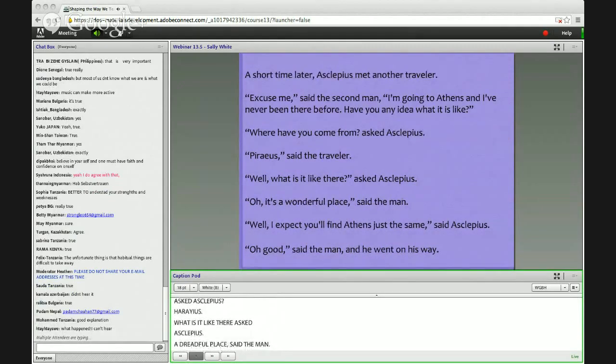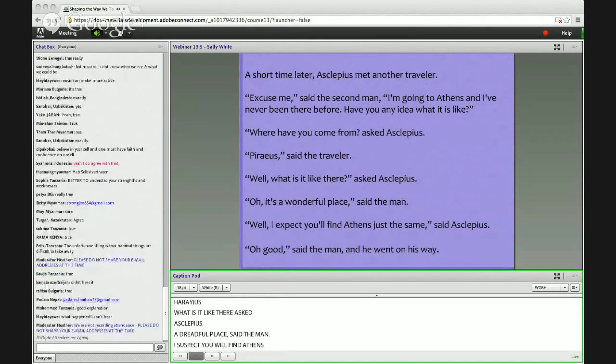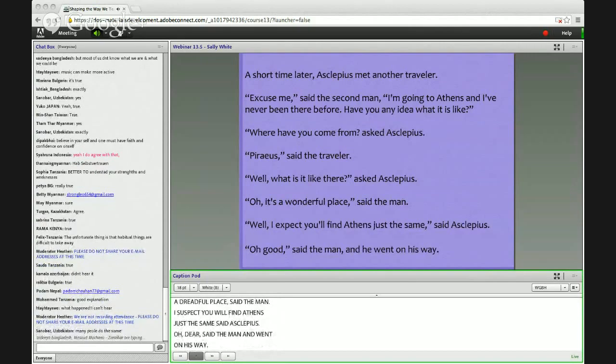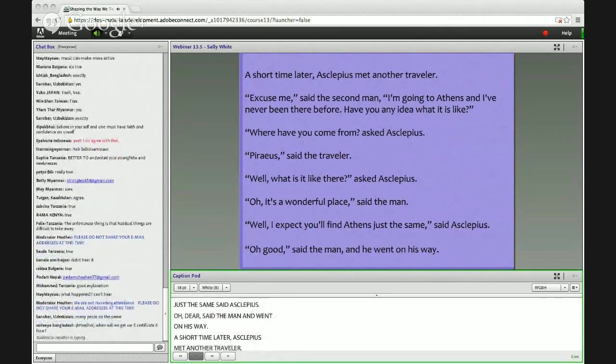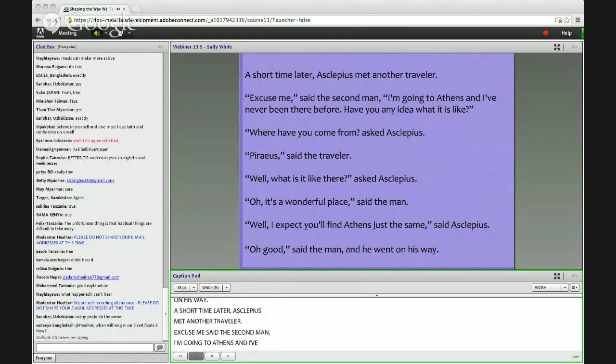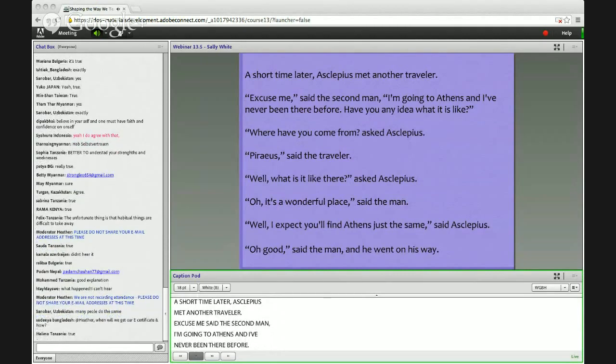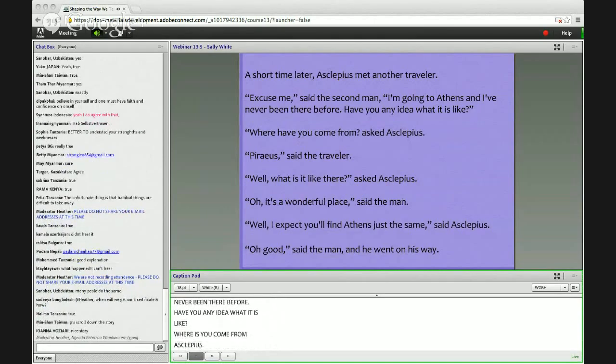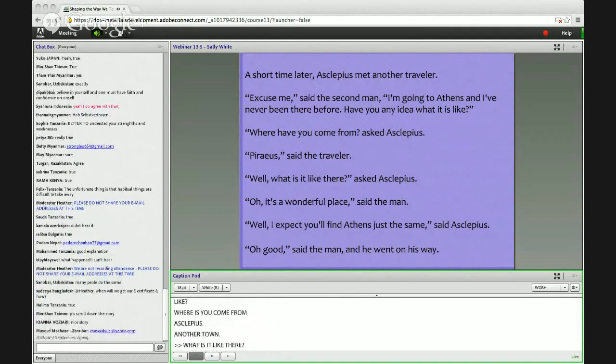A short time later, Asclepius met another traveler. "Excuse me," said the second man. "I'm going to Athens, and I've never been there before. Have you any idea what it is like?" "Where have you come from?" asked Asclepius. "Piraeus," said the traveler. "Well, what is it like there?" asked Asclepius. "Oh, it's a wonderful place," said the man. "Well, I expect you'll find Athens just the same," said Asclepius. "Oh, good," said the man, and he went on his way.